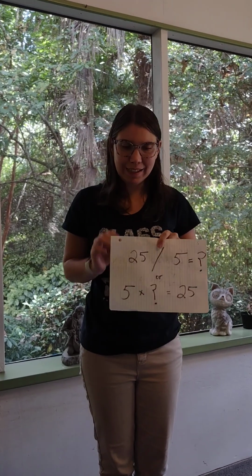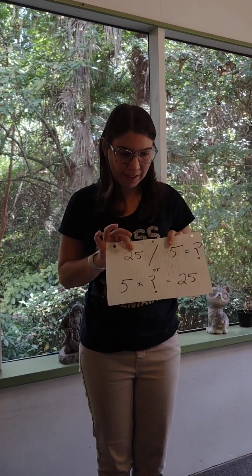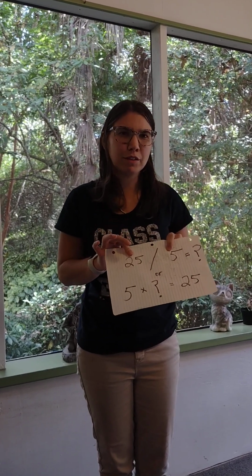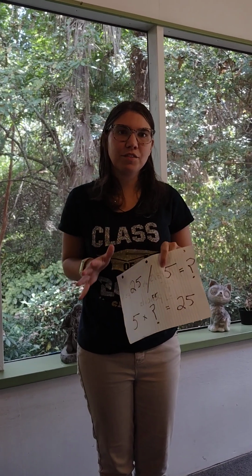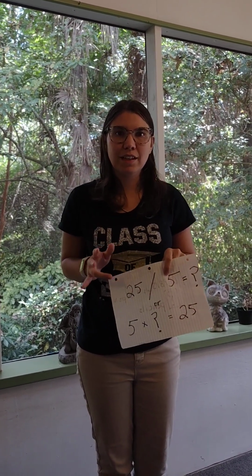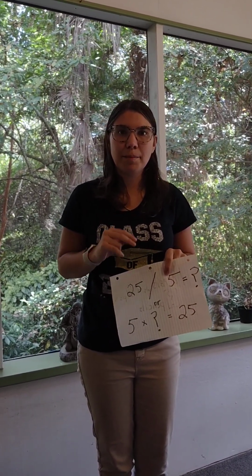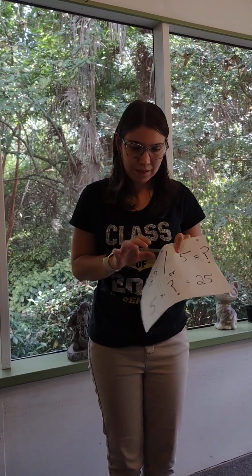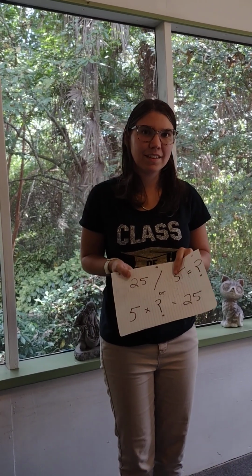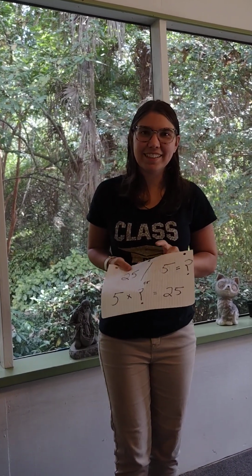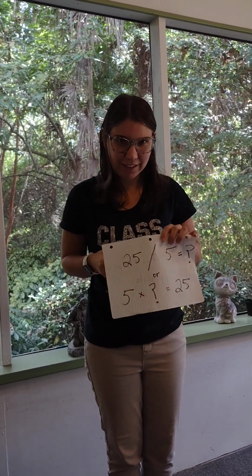So, if we have 25 chairs and 5 rows, let's go into our multiplication tables of 5s. Look for the number 25 and see what 2 numbers match that. 5 times what equals 25? Alice? 5. That's right. 5 times 5 equals 25.